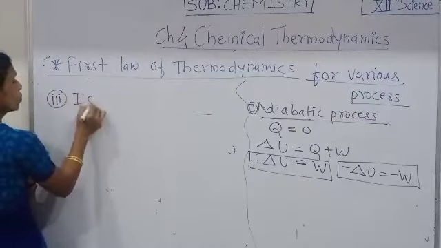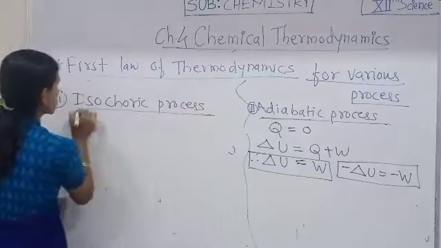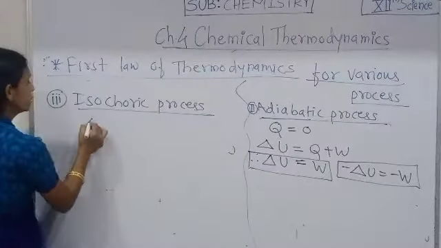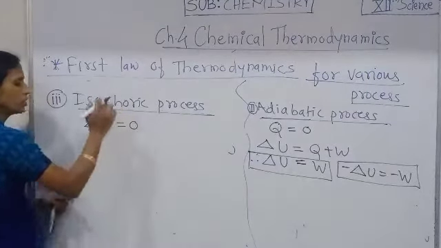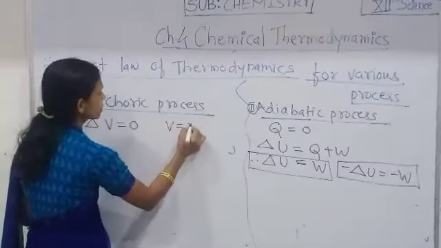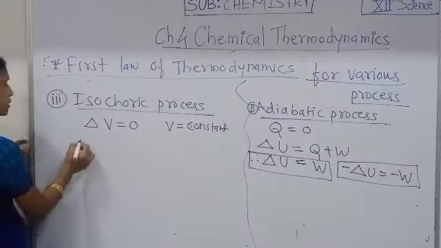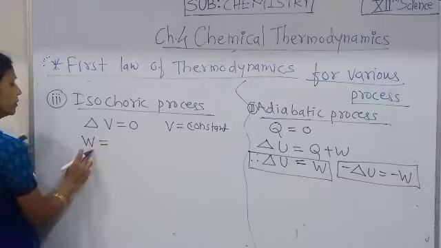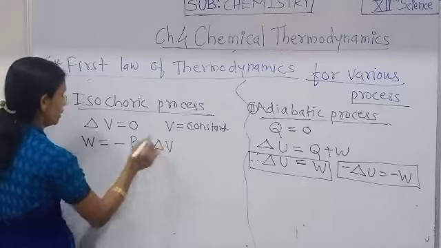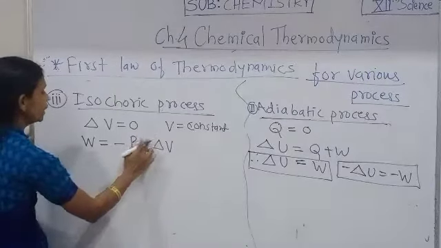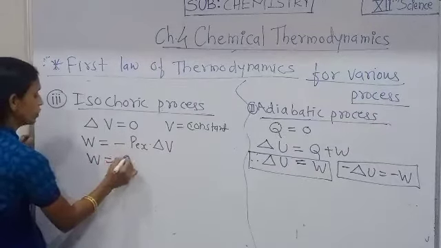Then isochoric process. Here in isochoric process, delta V is 0. That is, change in volume is 0. That means volume remains constant. And therefore here we know that W is equals to minus PEX into delta V. And here delta V is 0. Therefore here W is equals to 0.